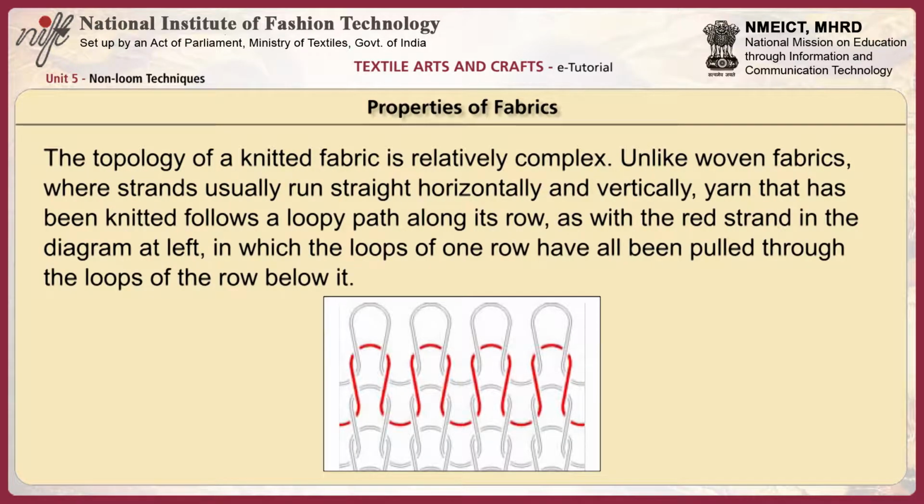The topology of a knitted fabric is relatively complex. Unlike woven fabrics, where strands usually run straight horizontally and vertically, yarn that has been knitted follows a loopy path along its row, as with the red strand in the diagram at left, in which the loops of one row have all been pulled through the loops of the row below it.